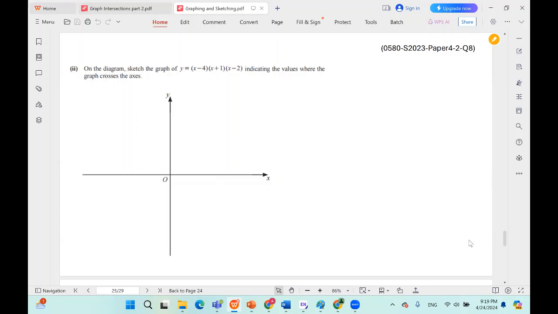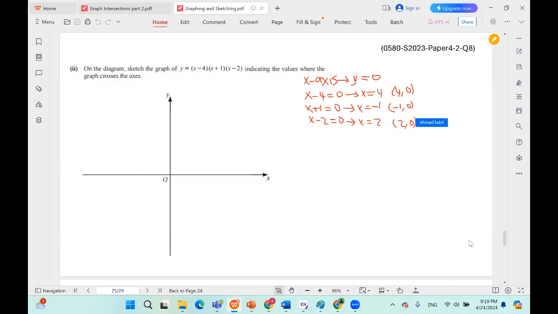So here we're going to say x-axis implies y equals 0. And this implies that each bracket on its own is equal to 0. x minus 4 equals 0, x plus 1 equals 0, and x minus 2 equals 0. So here x equals 4, here x equals negative 1, and here x equals positive 2. So we have 4, 0, negative 1, 0, and 2, 0. Next, we move on to the y-axis.